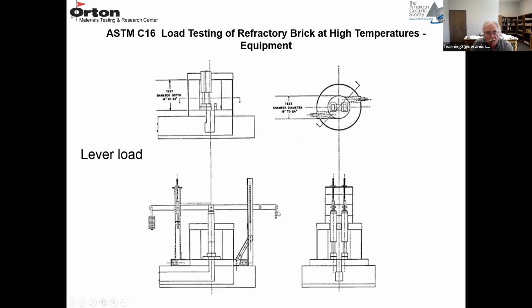You can use a lever arm to also apply the load. So here's a lever. You hang the weights on the end of the lever. You know the length of the lever and the pivot point, so you can calculate the load you apply to the sample. So here's your sample sitting in the bottom of the furnace. Here's your containment furnace and your loading ram on the bottom and the top. And this one is another 2-position furnace with a cylindrical furnace with the burners, so it's a gas-fired furnace again.